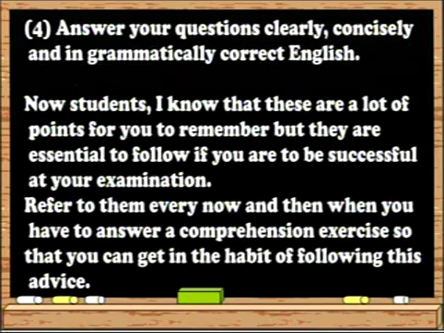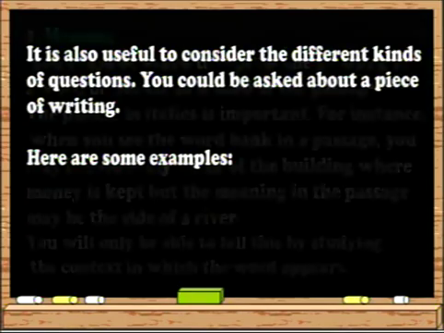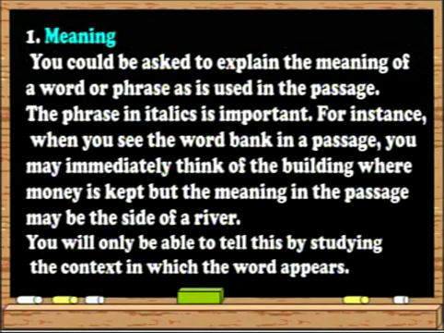Meaning. You could be asked to explain the meaning of a word or phrase as it is used in the passage. The phrase in italics is important. For instance, when you see the word bank in a passage, you may immediately think of the building where money is kept. But the meaning in the passage may be the side of a river. You will only be able to tell this by studying the context in which the word appears. Make sure that you explain a word or phrase fully. Do not explain a part of it or use the words you're asked to explain in your own explanation.